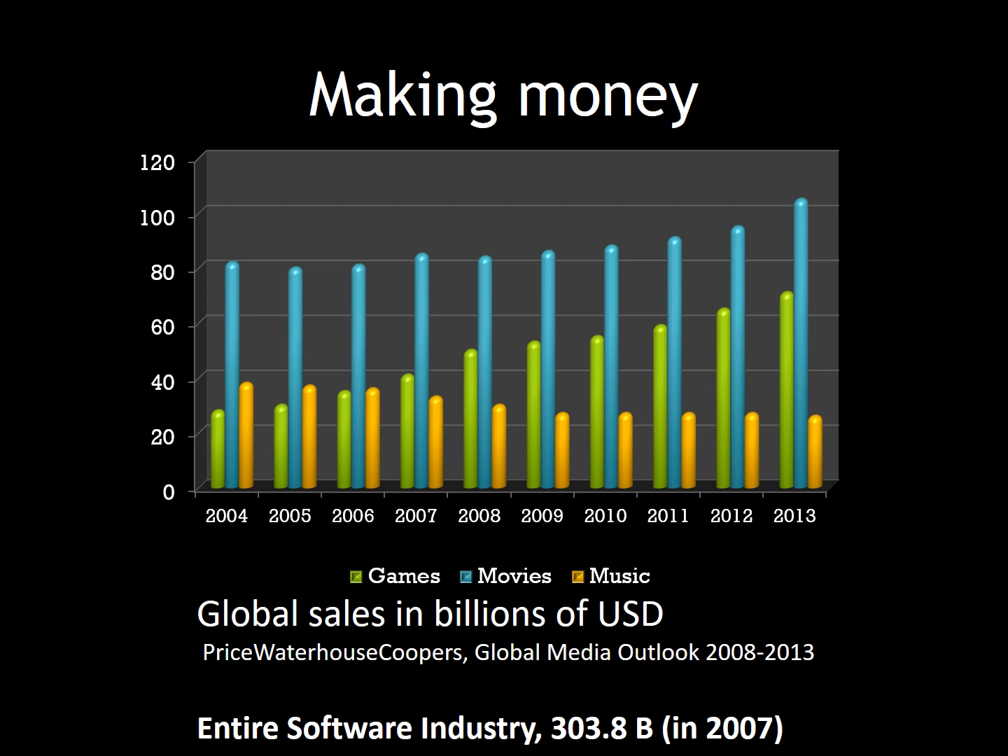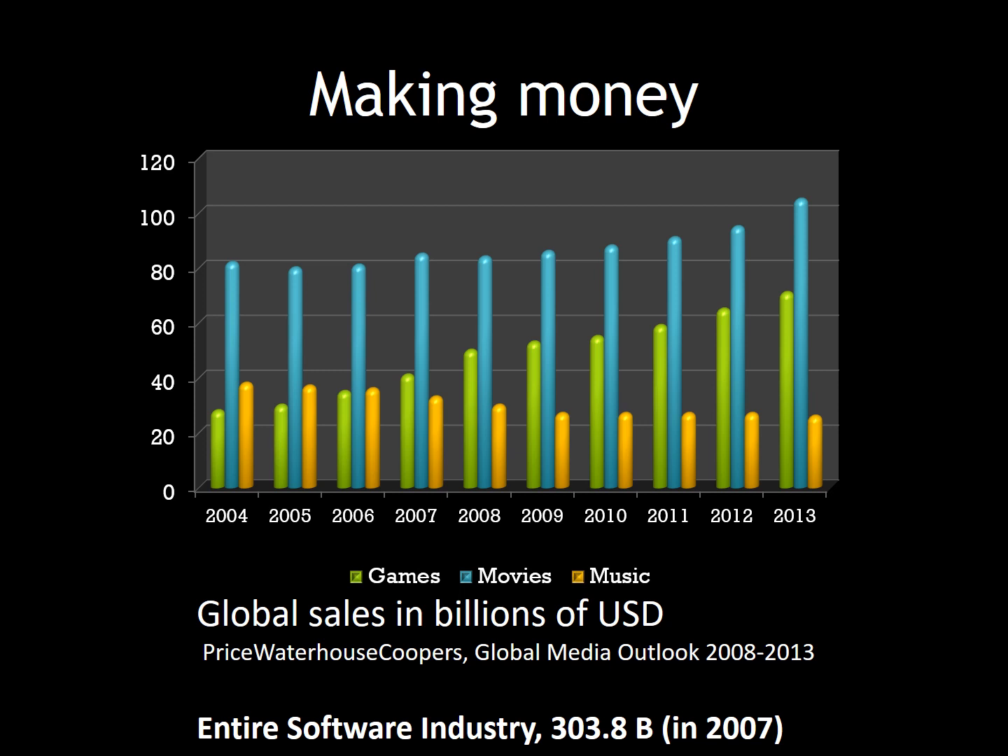Here somewhere, if we would continue this graph to the right, we would see that the games industry and movie industry are almost or exactly the same. And in 2016, 2017, the games industry actually became the largest entertainment industry in the world. So yeah, there is money in it. That's why it's such a popular thing to do nowadays.